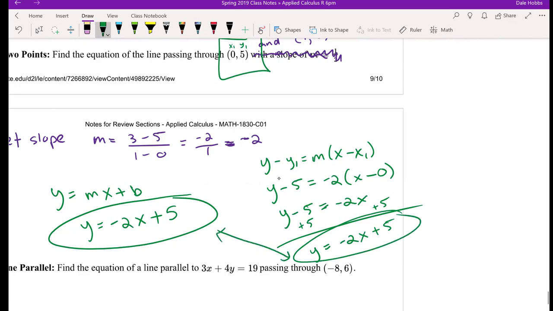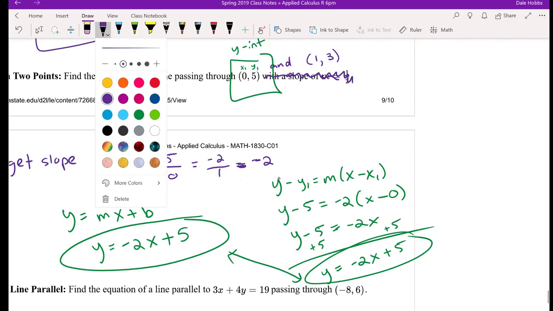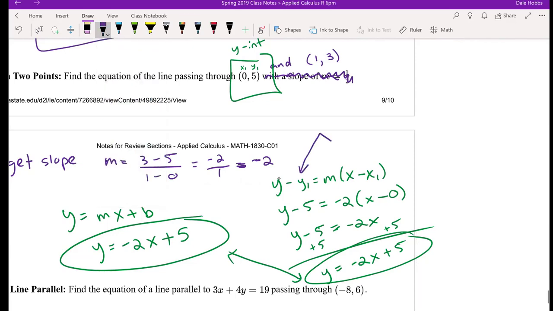And furthermore, by the way, we used the point 0, 5 with that second method. You could use the point 1, 3 as well, and you'll end up getting the exact same line. So it doesn't matter which point you plug in to these spots right here, the x1 and the y1. You can use 0, 5 or 1, 3, and you'll end up getting the exact same line. So you just got to remember you got to use one point that's somewhere on your line.